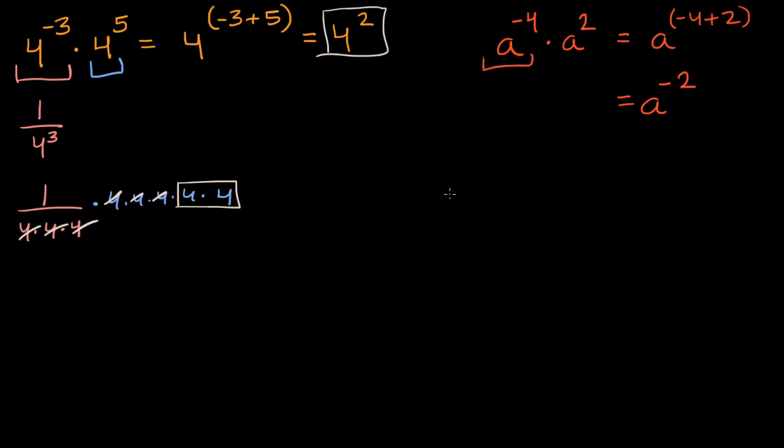And once again, it should make sense. This right over here, that is 1 over a times a times a times a. And then this is times a times a. So that cancels with that cancels with that, and you're still left with 1 over a times a, which is the same thing as a to the negative 2 power.